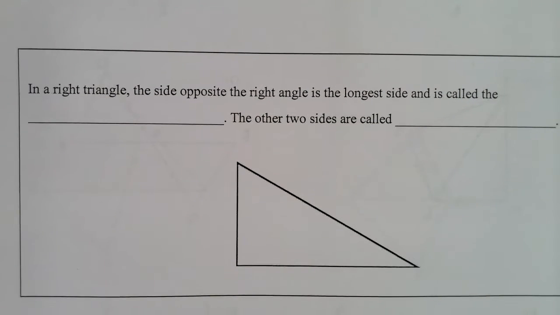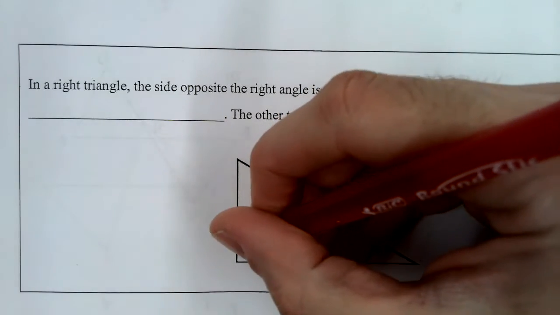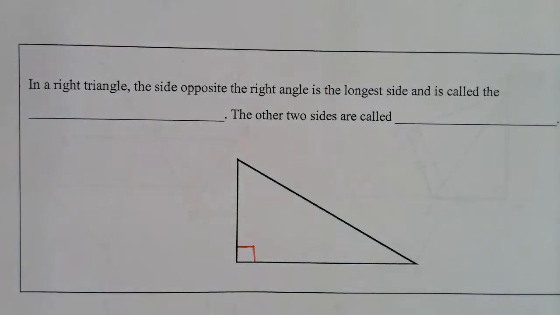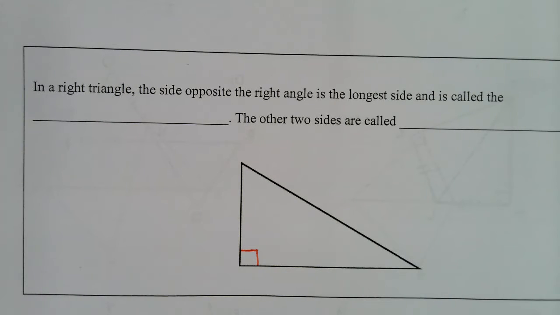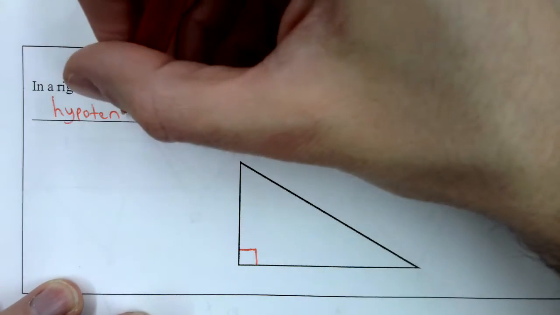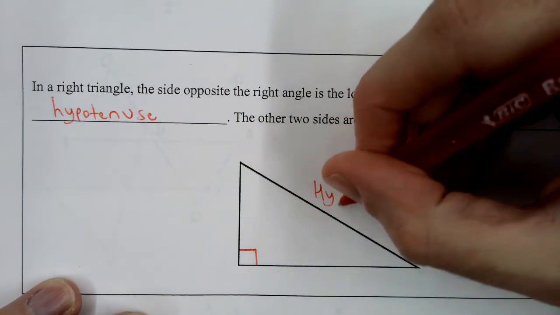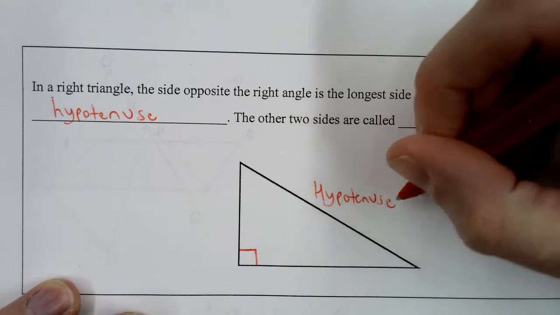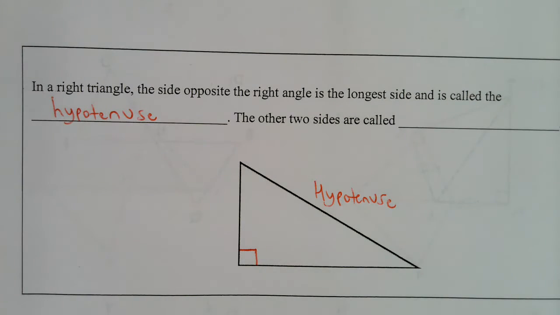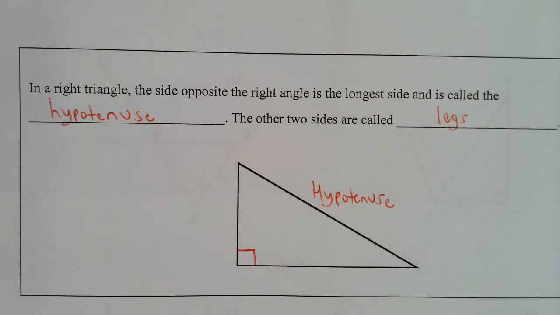Before we get to that, there's a few definitions. In a right triangle, so let's assume this is a right triangle, the side opposite the right angle is the longest side, and it has a name. It's called the hypotenuse. So in this diagram, this would be the hypotenuse. The other two sides are called legs. So this would be a leg, and that would be a leg.